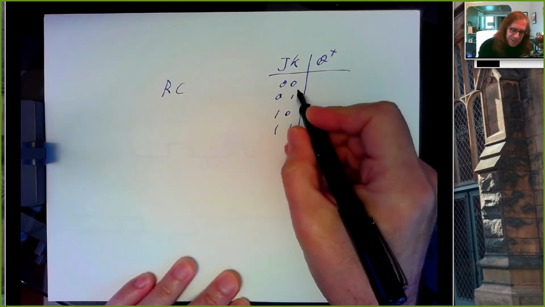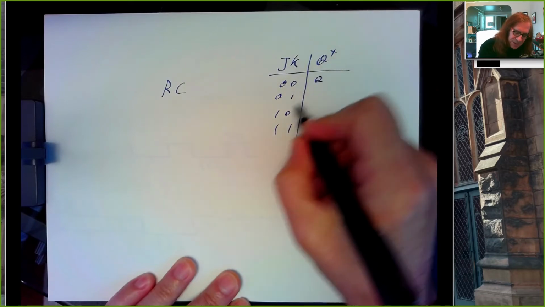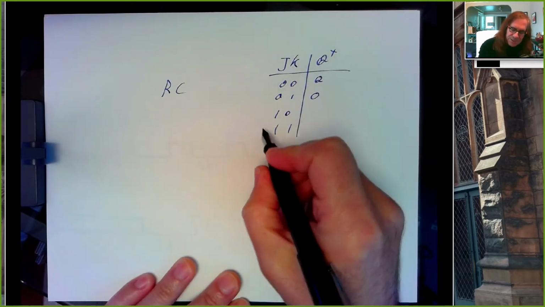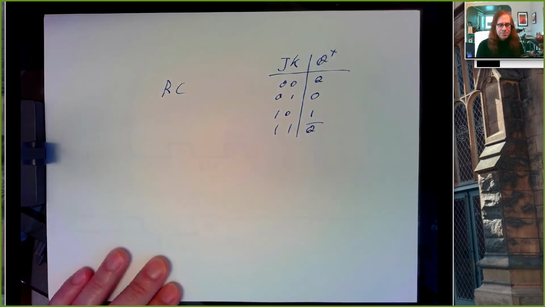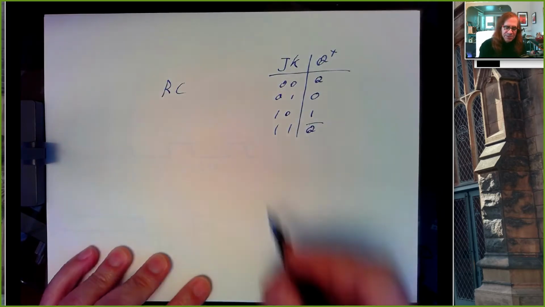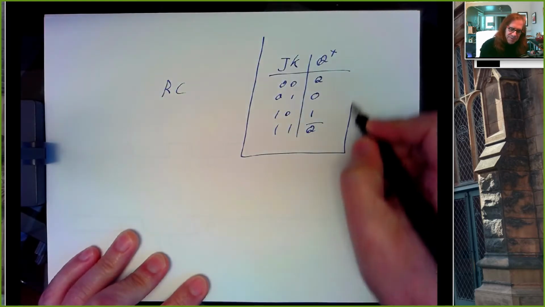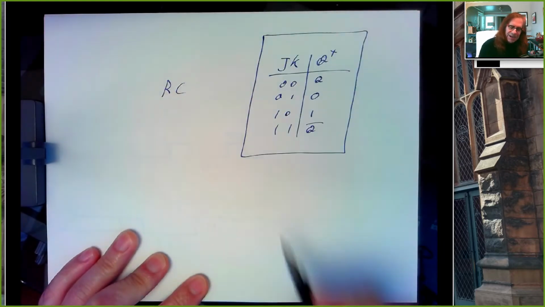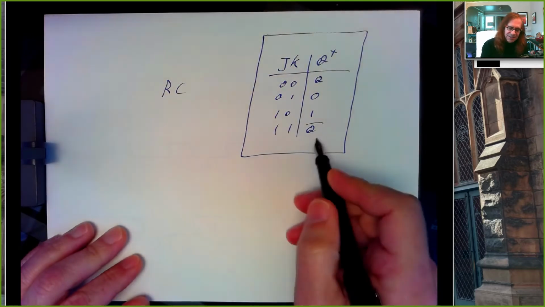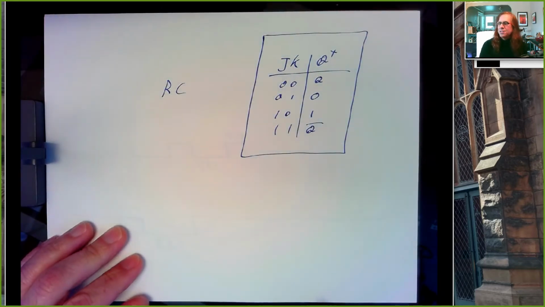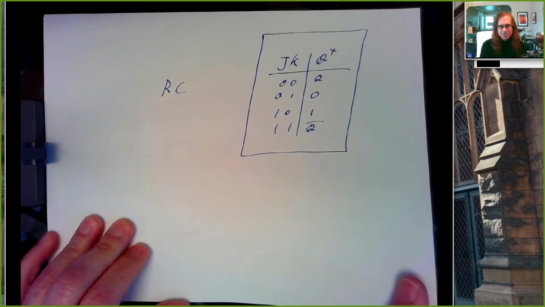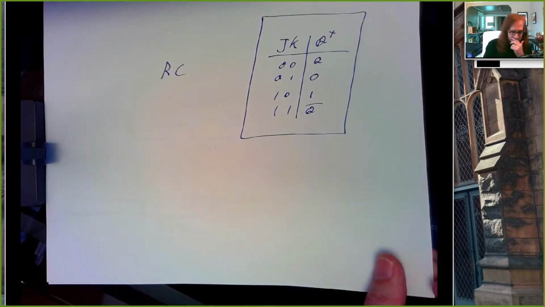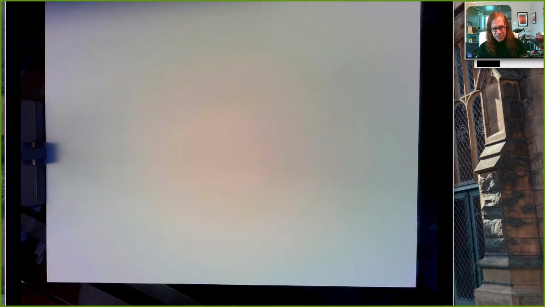So if J and K are 0, the output doesn't change. 0, 1, the output's a 0. 1, 0, it's a 1. 1, 1, the output toggles. So this is showing the new value of the output after the clock ticks, based on the current value and the J and K inputs. So we'll refer to this a lot. And we'll make a variation of this table also.